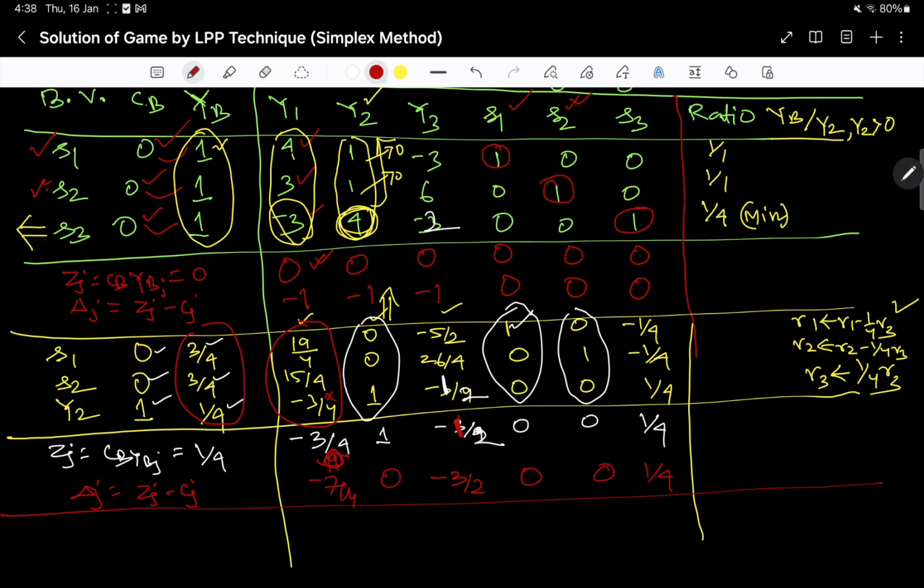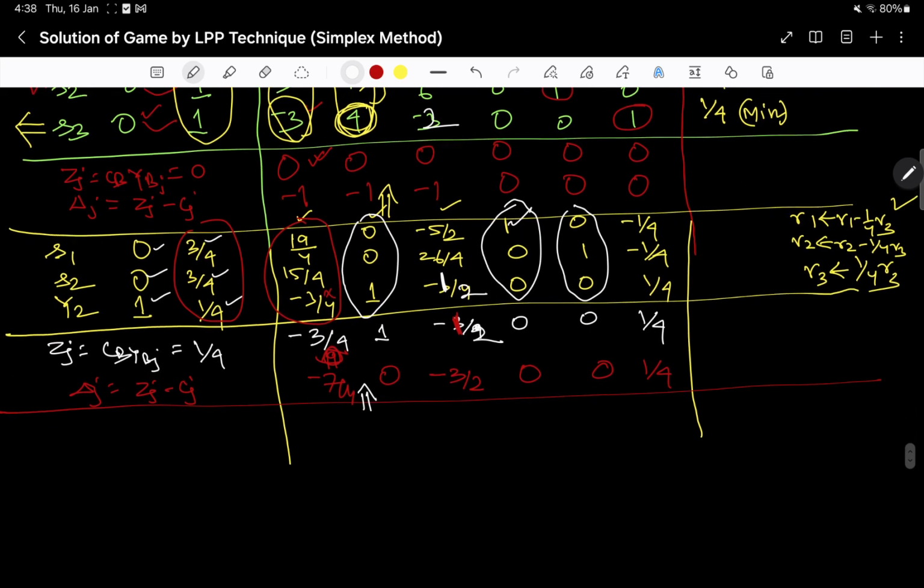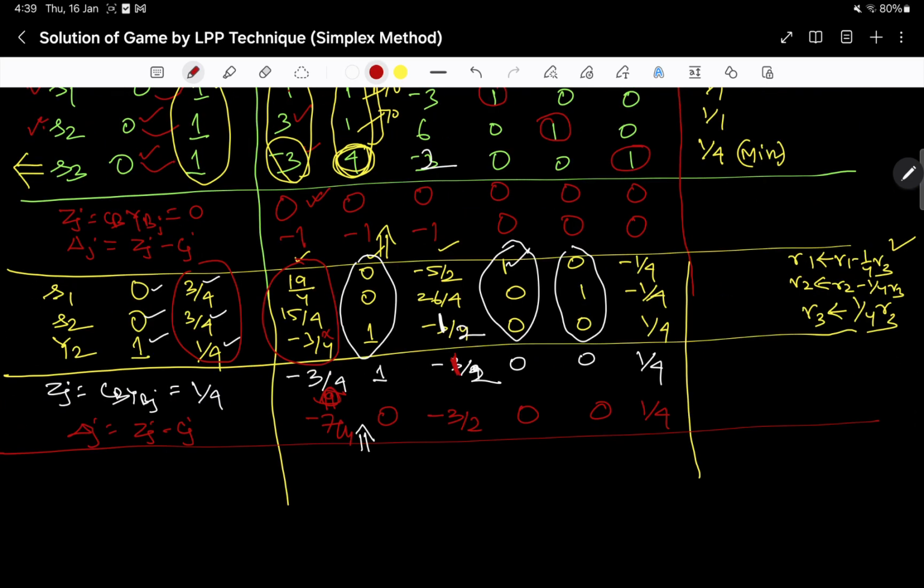Now this is the most negative. Right, so this will enter the base. Now we find this ratio. It is YB divided by Y1, this ratio, this by this, because this is the most negative element.